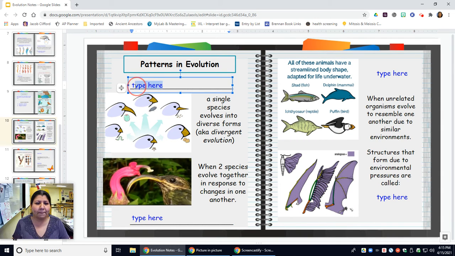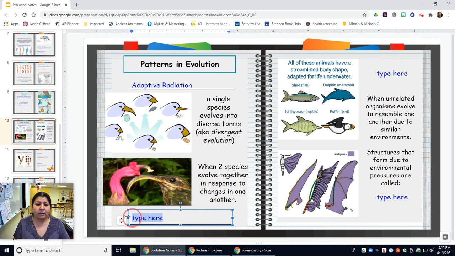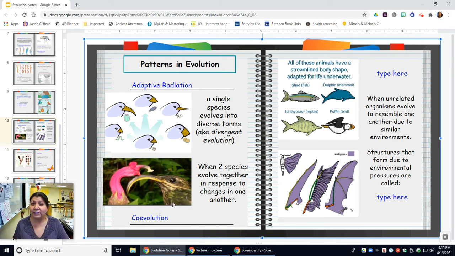So when we're talking about patterns of evolution, we can have several different things that we see when we're looking at a fossil record or anything that's our evidence. For example, we can have something called adaptive radiation. This is when you had one species and for whatever reason, maybe its food source, maybe its habitat, they all branched out into all these different species. We have coevolution. With coevolution, two species are evolving and changing together.